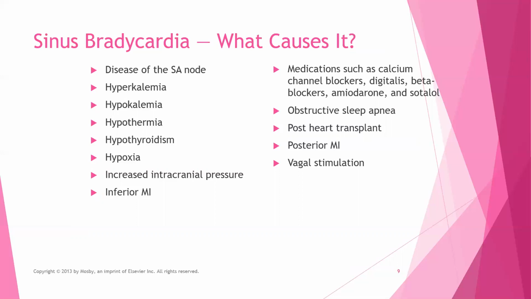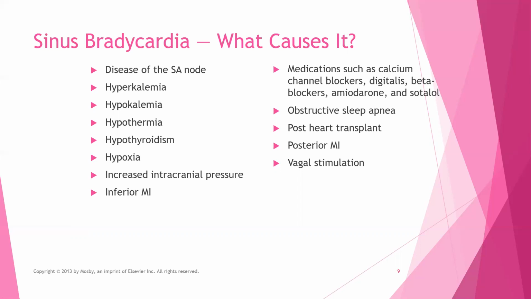Low thyroid, so hypothyroidism, or lack of oxygen, really important. As our intracranial pressure rises, our heart rate goes down. I talked already about inferior MI and sometimes posterior MI, but inferior MI, it's a really classic sign. We give some medications that are intended to control our heart rate, and sometimes they bring that heart rate down to a point that it's actually a bradycardia. So things like calcium channel blockers, digoxin, beta blockers, amiodarone, and sotalol are really important ones.